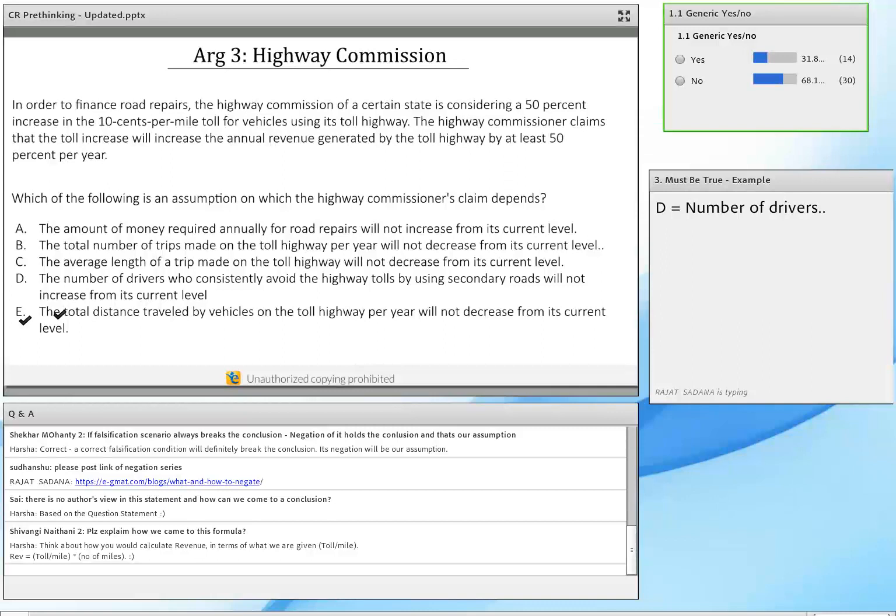Let's take the current scenario. And by the way, for those of you e-GMAT students, we have an entire video file with about 15 examples and exercise questions on just quant-based questions. So today, let's say 1,000 drivers avoid toll, 1,000 use toll. Tomorrow, let's say 1,100 avoid toll, which means 900 use toll.